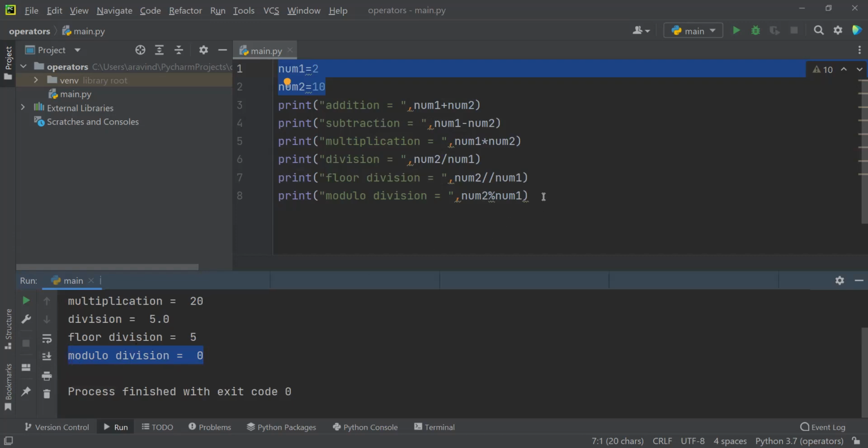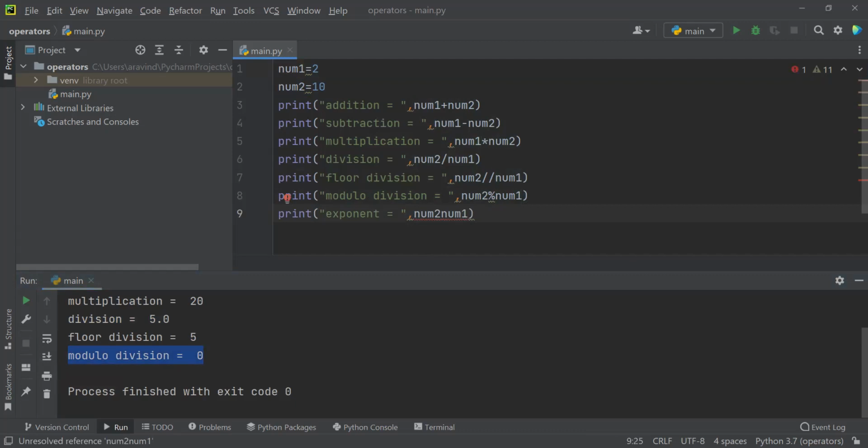So this is about the modular division, and the last one is the exponential. We know what the exponential is, to the power of. So exponent. Let's do it here, just add two multiply symbols. I want to find 10 to the power of 2. I run the program. Yes, 10 to the power of 2 is 100. 10 into 10 is 100.